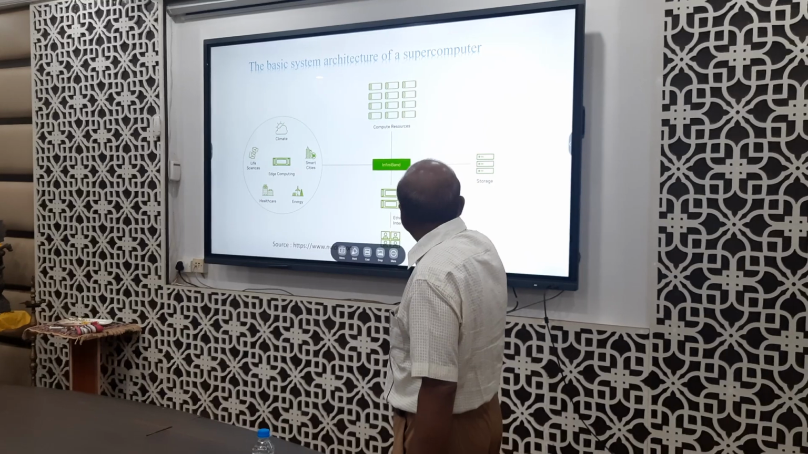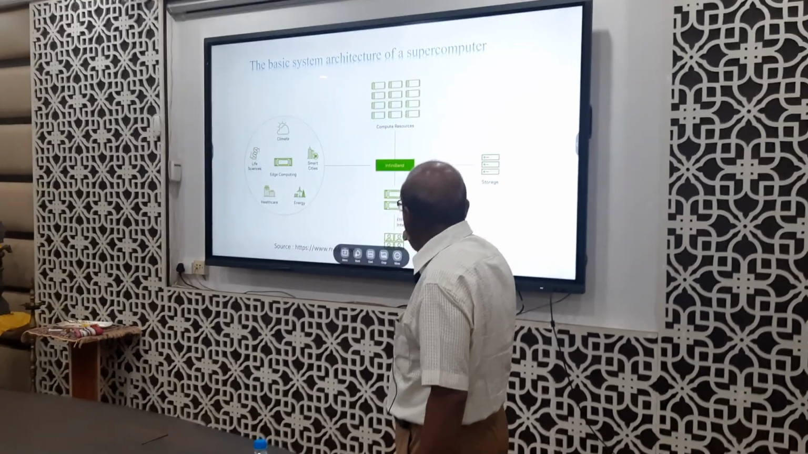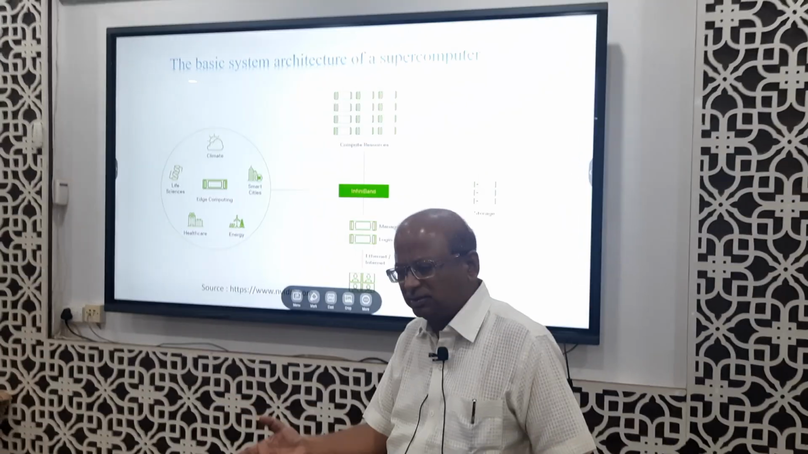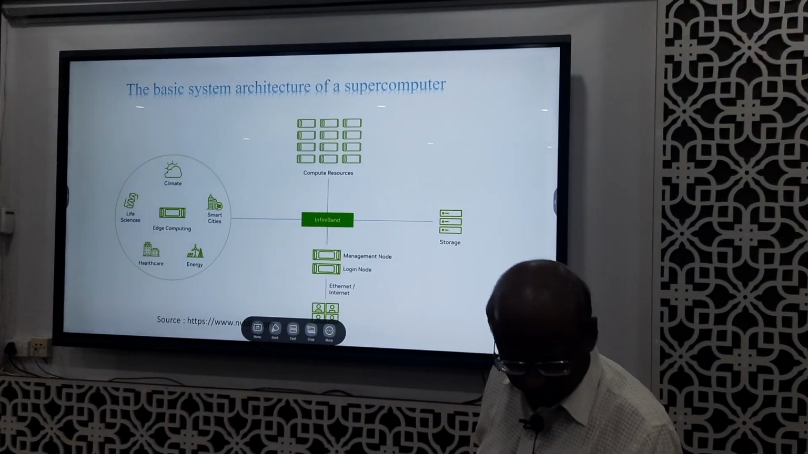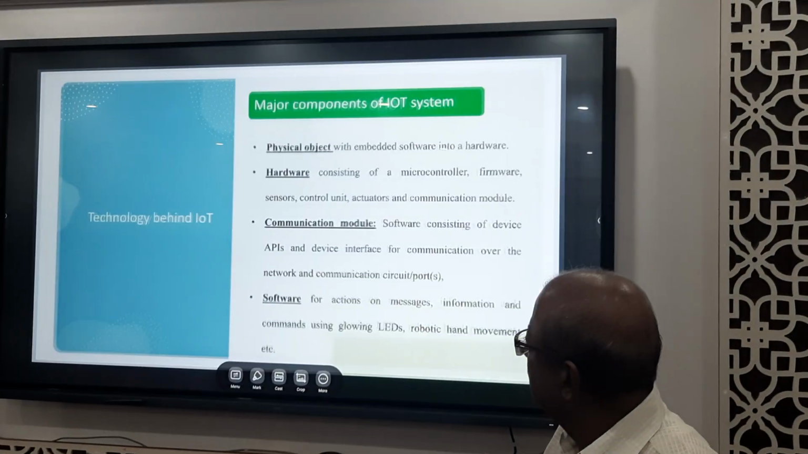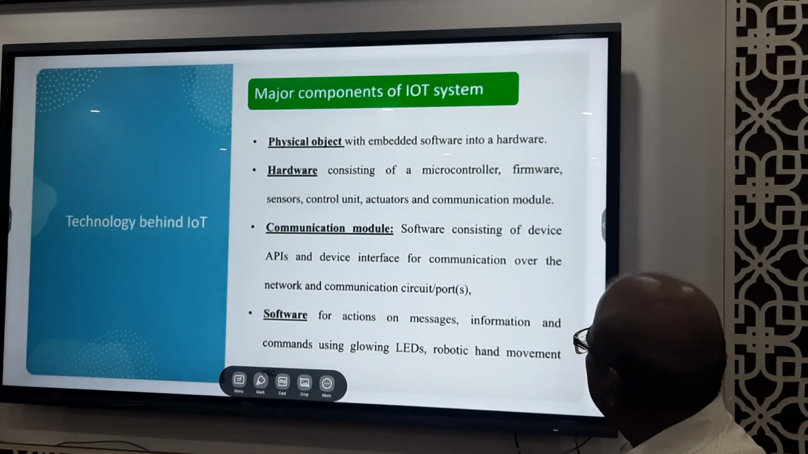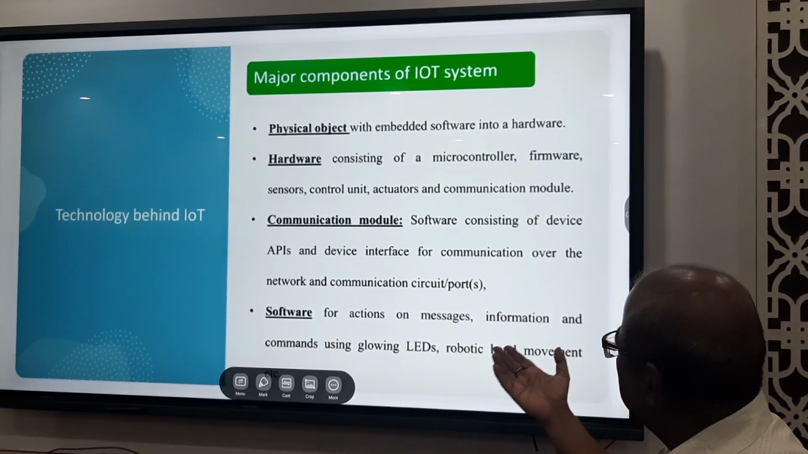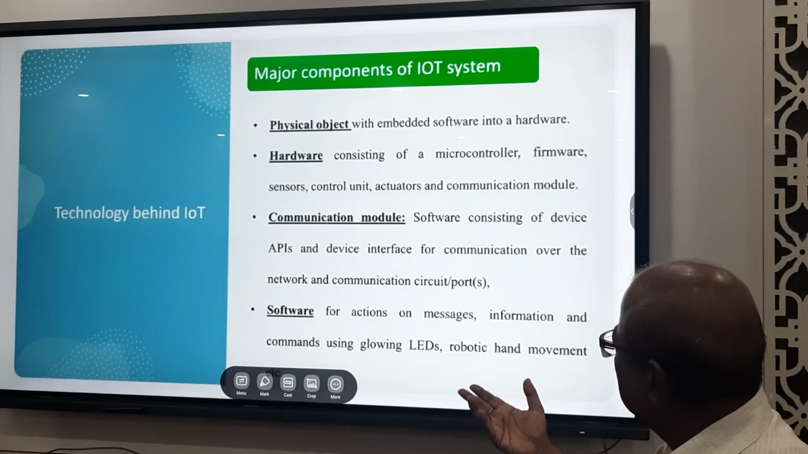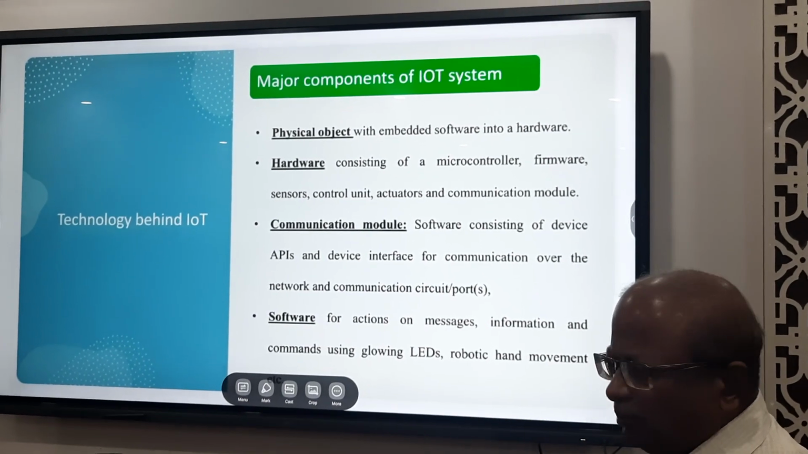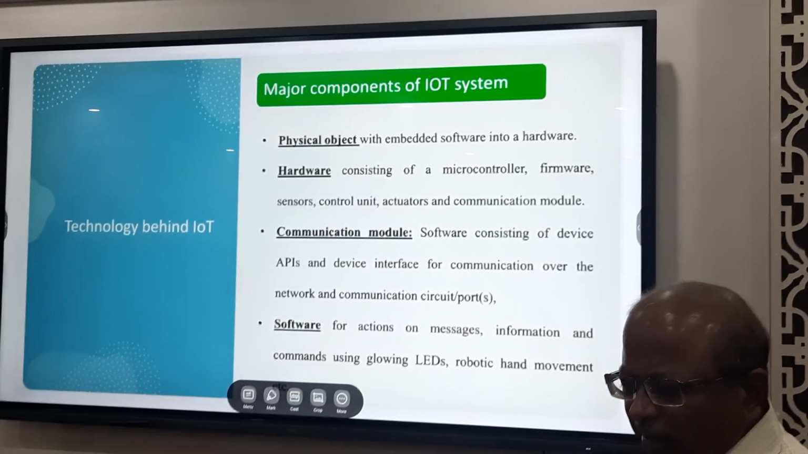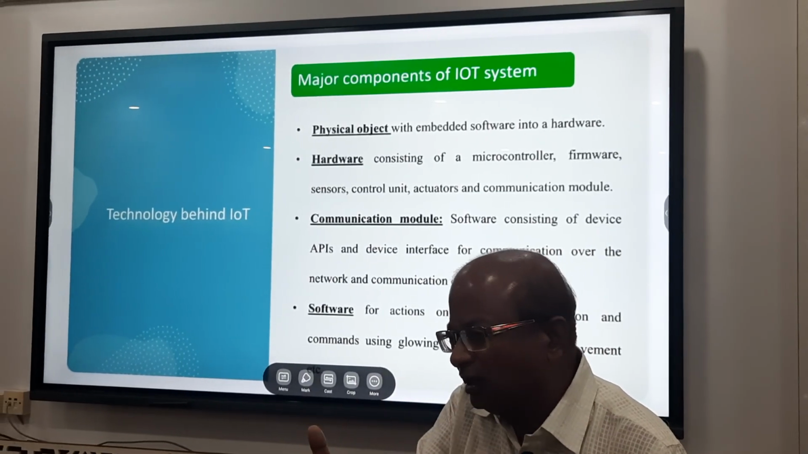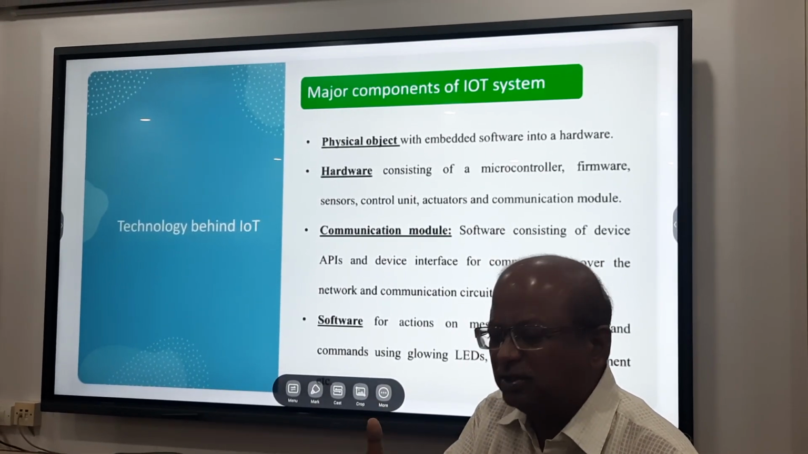So I am not going into detail. If you want to go in detail, you can go through my YouTube lectures for parallel computers. So these are the major components. We have already seen software, hardware and protocol stack, and corresponding to that was, again I am telling, a model. Model means reference model.